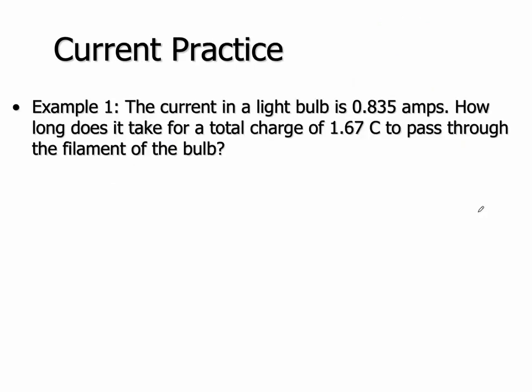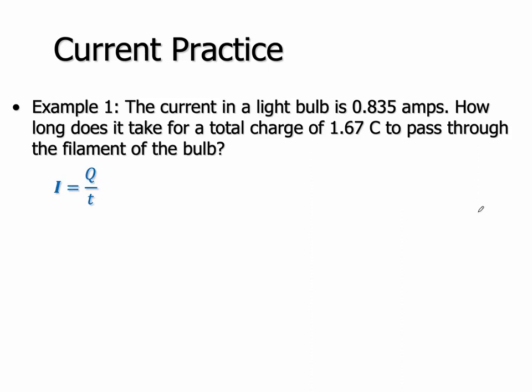Real quick practice, the current in a light bulb is 0.35 amps or 0.35 coulombs per second. How long does it take a total charge of 1.67 coulombs to pass through the filament? And you're like, whoa, wait a second, what's going on? Well, remember the definition for electric current. And now it's just plug and chug.